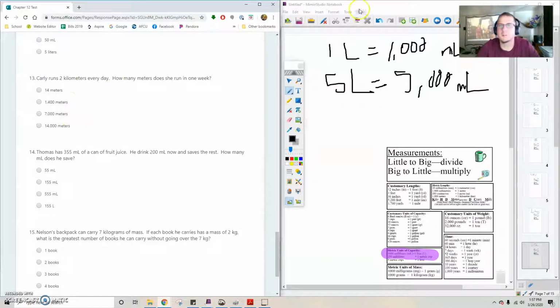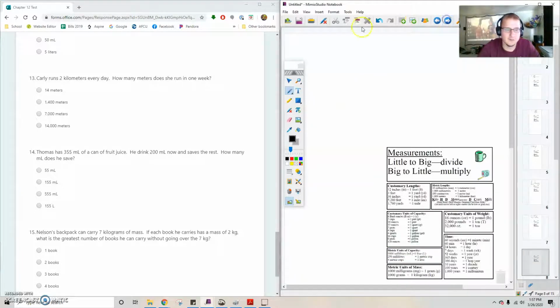Carly runs 2 kilometers every day. We're just going to hustle through this. I think I said 3 questions last time. I didn't count 12. So Carly runs 2 kilometers every day. How many meters does she run in 1 week? So she runs 2 kilometers a day, which means how many meters does she run a day? It'll be easier to figure this one out. Okay, she runs 2,000 meters every day.